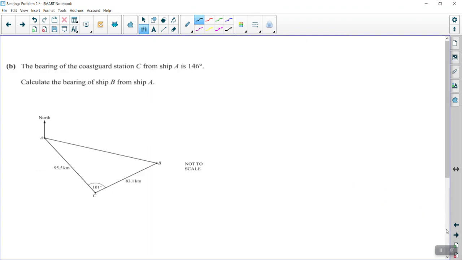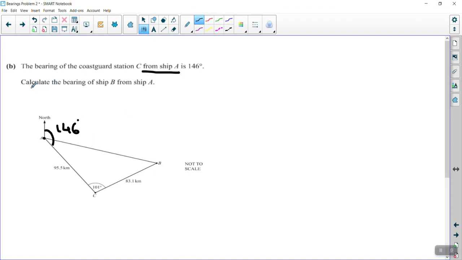Now let's go to part B. Part B gives us further information. It says that the bearing of the Coast Guard C from ship A is 146. Let's mark this information on the diagram. So the bearing of C from A. Let's go to point A, and the line joining A and C is there. So let's draw the bearing from here all the way till here, which is 146 degrees. Let's mark that as well.